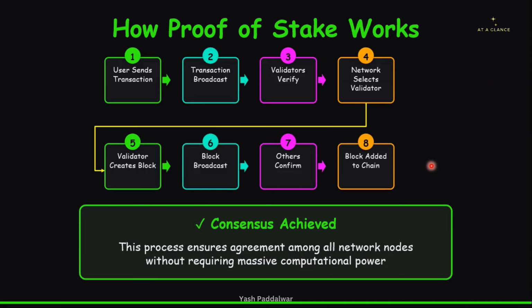So I hope the process is clear. This is how it goes on in the entire process. So how is the consensus achieved? By the end of this process, we get the consensus achieved. This process ensures agreement among all the network nodes without requiring massive computational power. Okay, see how drastically the process has changed now. Unlike proof of work, this process does not require massive computational power, and the goal is also achieved. So I hope the entire process of proof of stake is clear to you all.